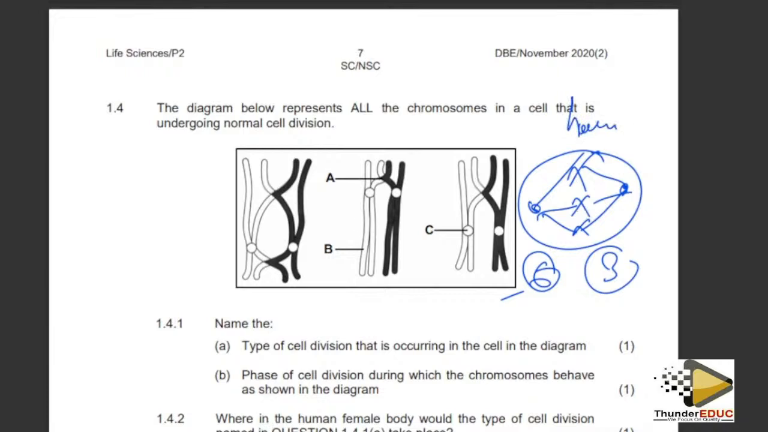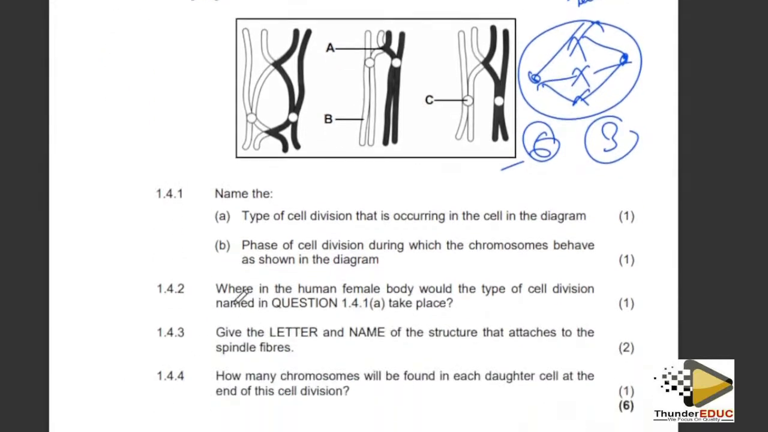You see now? Here is the question. Where in the human female body would this type of cell division take place? This is, where does meiosis take place in a female? I've answered this, and I say that it is the ovary. Give the letter name of the structure that is attached to the spindle fiber, which is C, and in this case is the centromere.